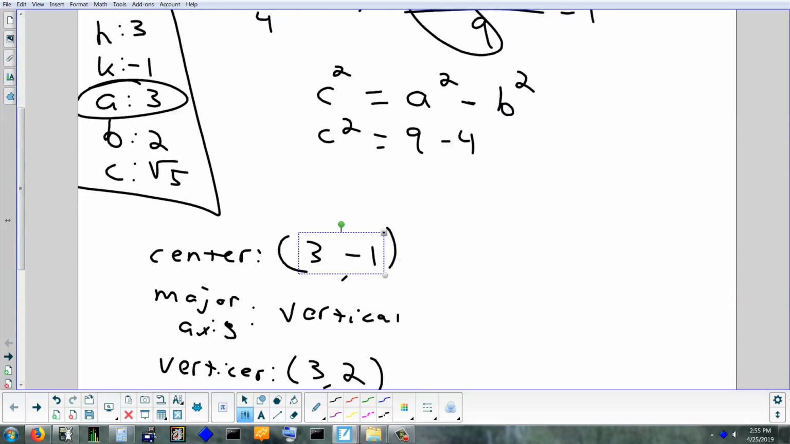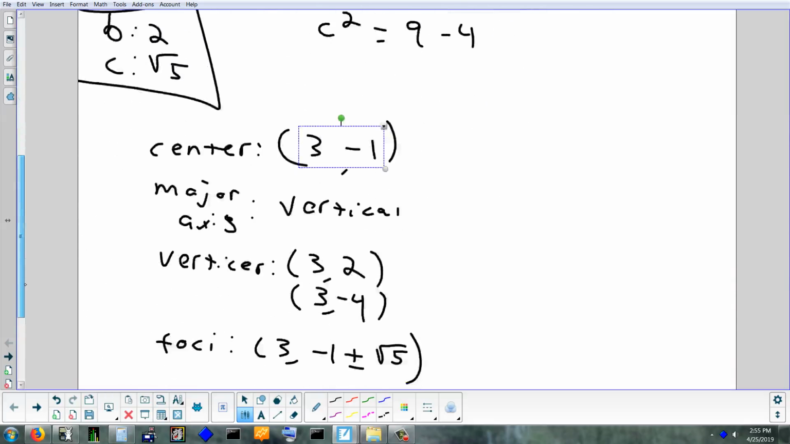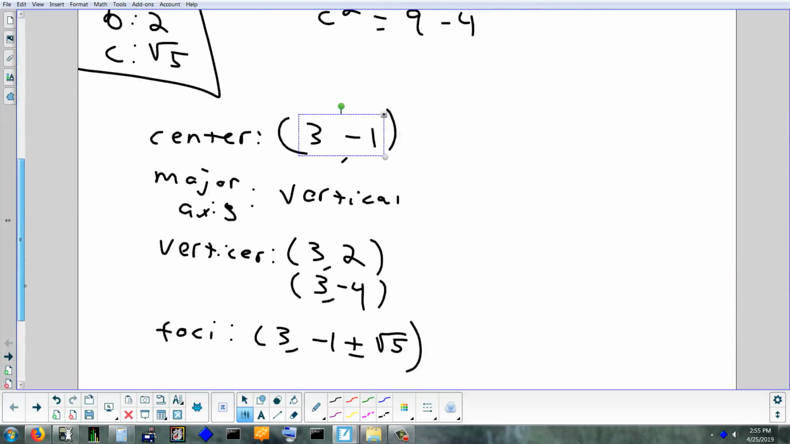Any questions on that? No, I was just confused on the center and the vertices and the foci, but I got it now. Make sense?